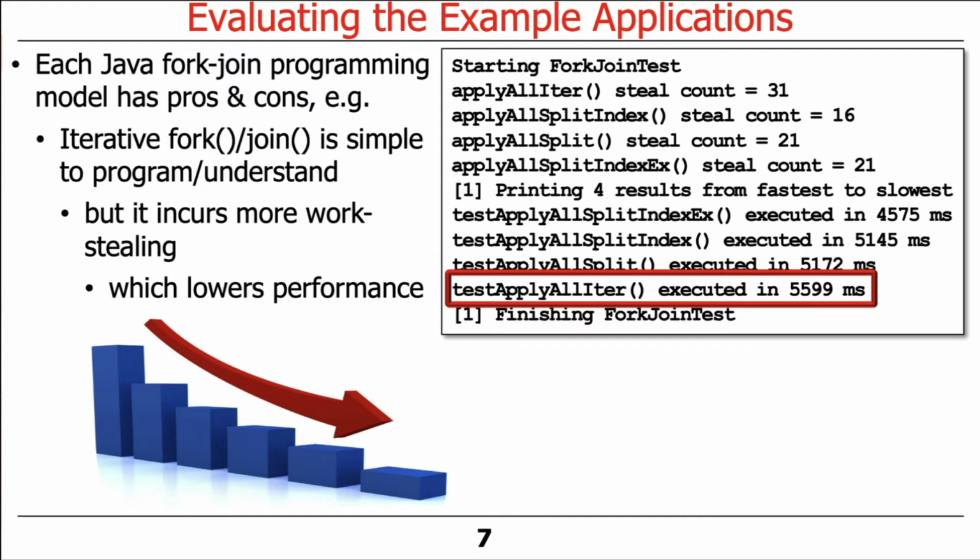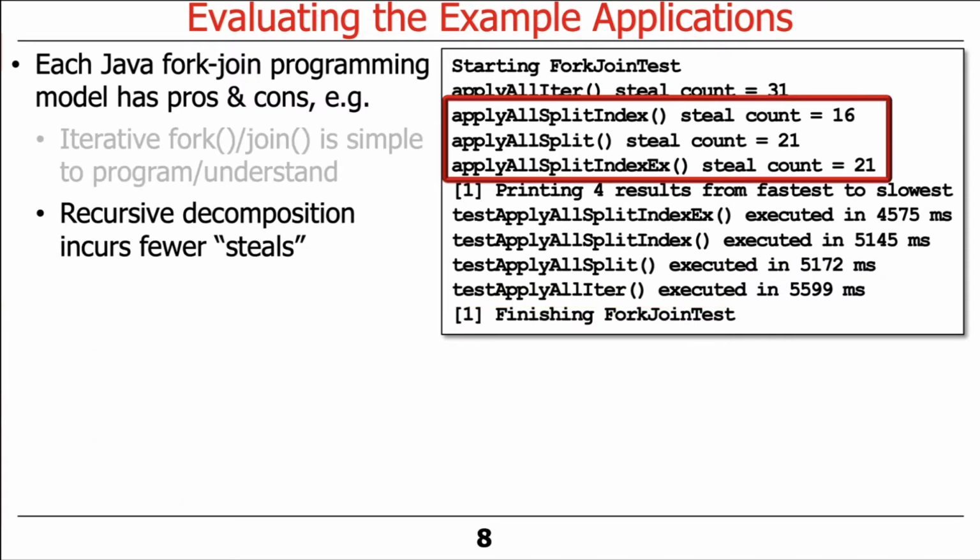So this particular result, which comes from running the test program, gives you some diagnostics about how long things took to run, the different techniques, and also how much stealing they did. And you can see here that the test apply all iter ran the slowest and it had the highest steal count. So that's possibly an indication that there's a relationship between steal count and overhead.